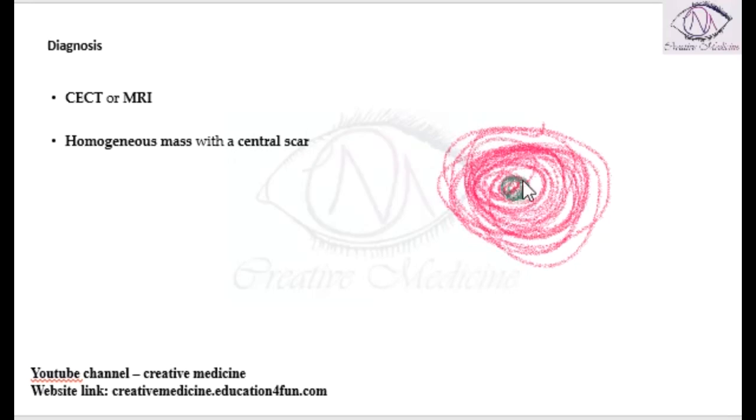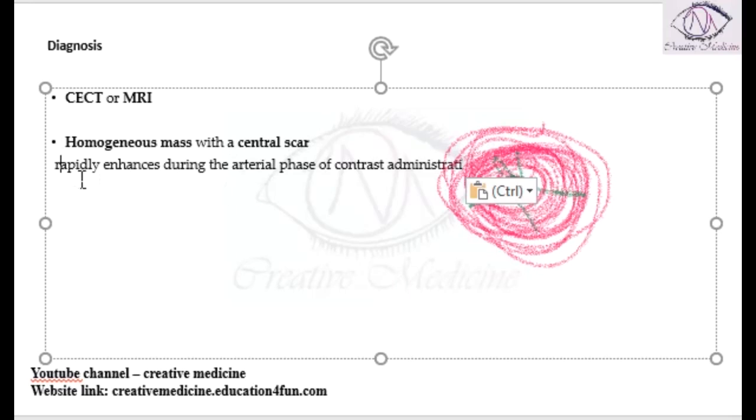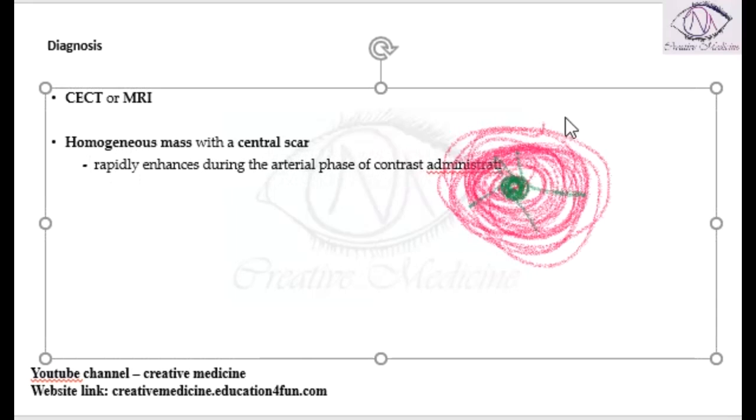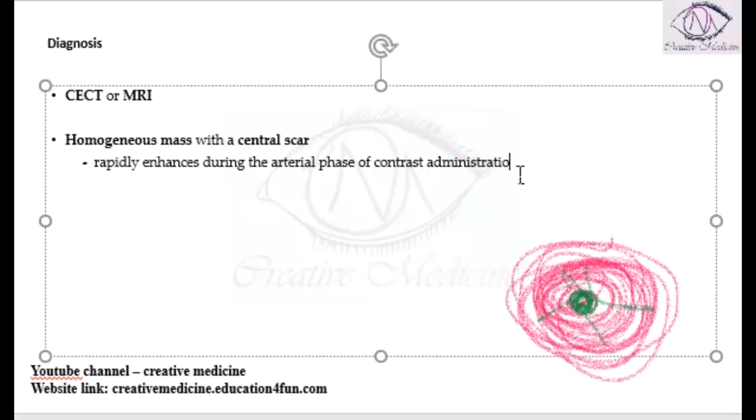There is a central scar with radiating septa, and this homogeneous mass with central scarring will rapidly enhance during the arterial phase of contrast administration.